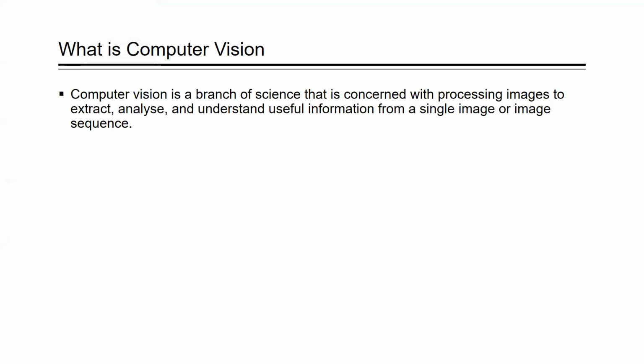Computer vision is a branch of science, and it's mainly concerned with processing images or videos to extract, analyze, and understand useful information. So that could be from a single image or an image sequence, which is also a video. And computer vision attempts to simulate or copy the human vision system. So it's just a way of replicating the human vision system, how we see and understand and interpret things, and replicate that in computer systems.